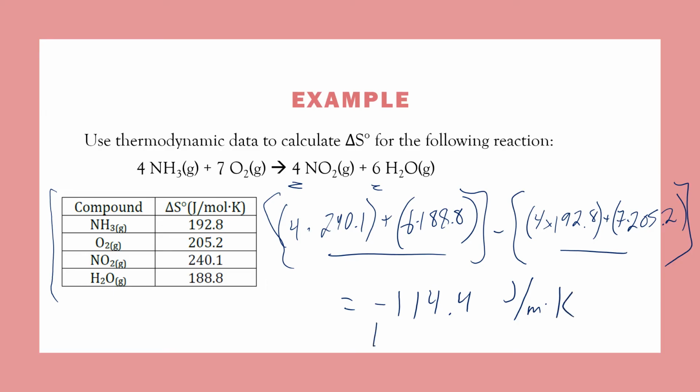And so it's a negative value for our change in entropy. That means it's getting less disordered, or more ordered, which makes sense because you're going from 11 particles of a gas to 10 particles of a gas. So you're getting less disorganized there.